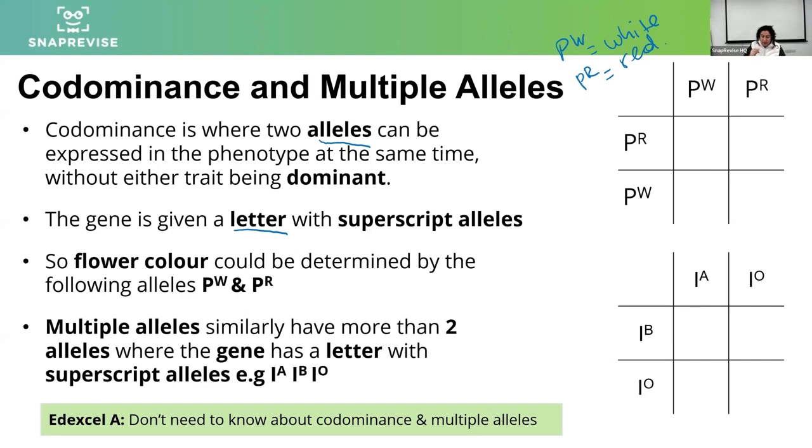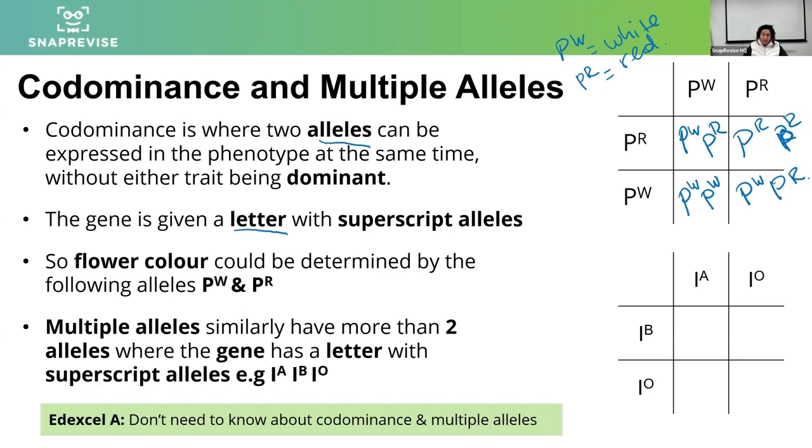So let's go ahead and fill out this Punnett square. So we're going to have here P^W P^R, homozygous for red. It's supposed to be a P here. Homozygous for white. Heterozygous. I don't know why I keep doing that, sorry. P^W P^R, right?